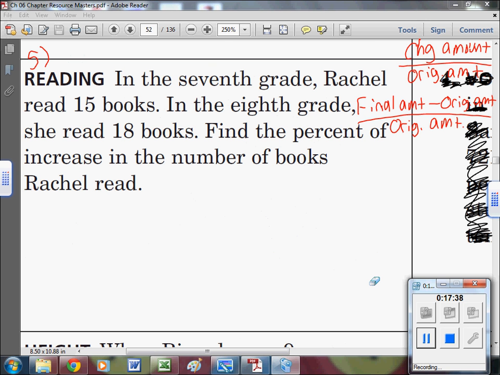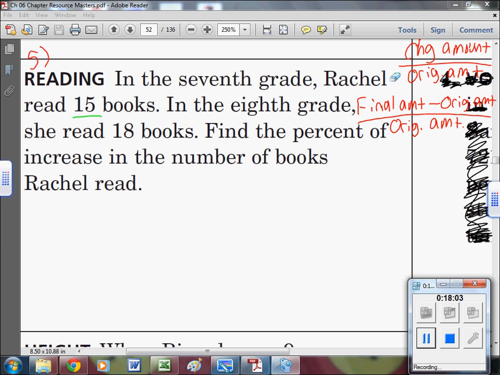All right, we're going to call this question number 5. This question is about reading, and it says, in the 7th grade, Rachel read 15 books. In the 8th grade, she read 18 books. Find the percent of increase in the number of books that Rachel read. If you think you've got this question, even if you don't, at least hit pause. Give it a shot first on your own and see how you do. And I left you a few tips on the screen reminding you to change amount divided by the original amount. Hit pause. Try this one out.